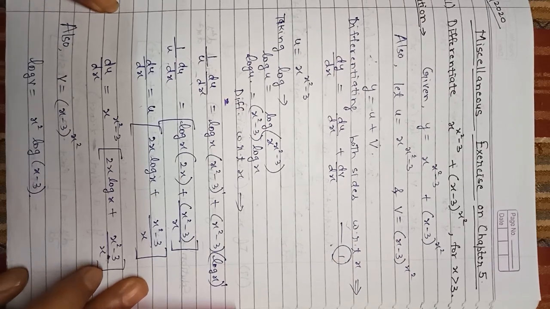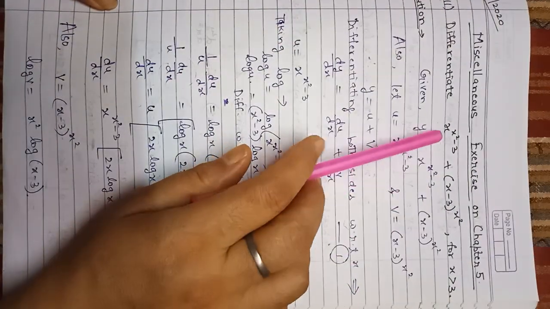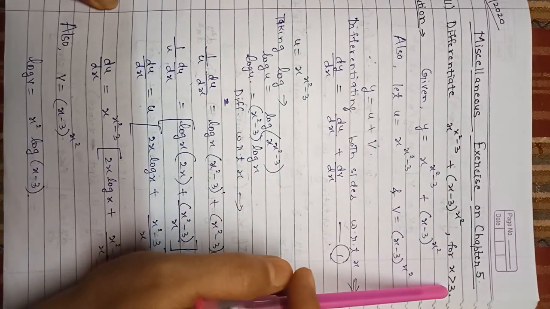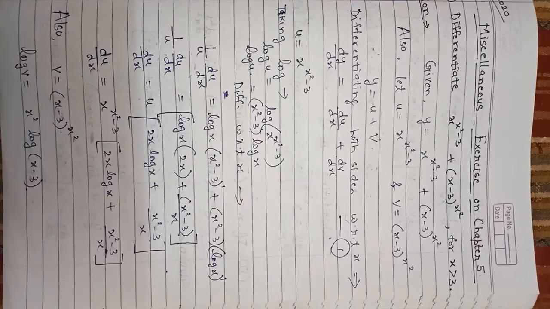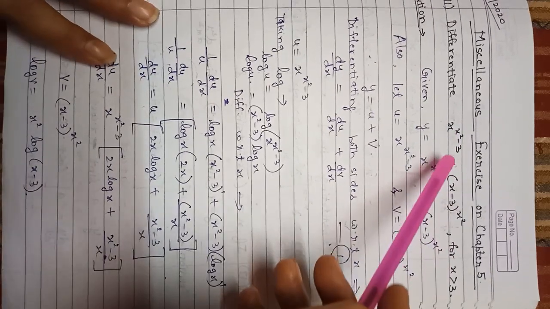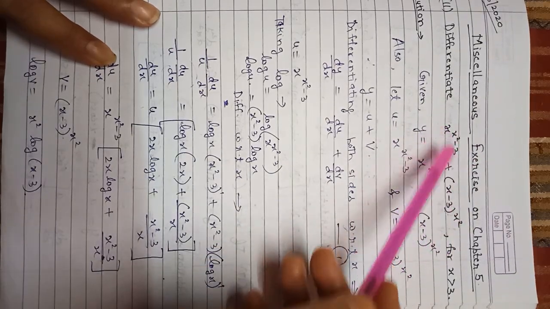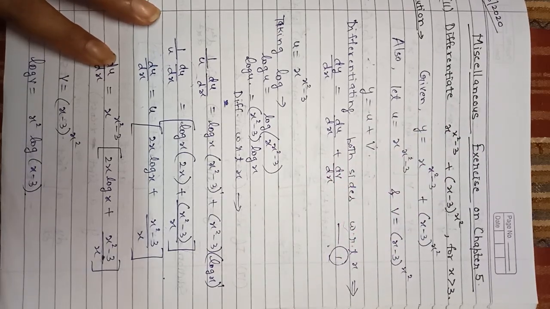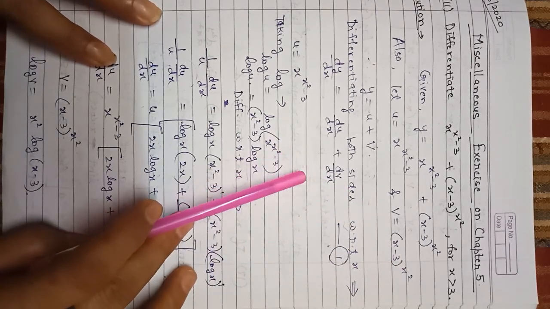Like this is here, you can see in the notebook. Question number 11. Differentiate x to the power x square minus 3 plus x minus 3 to the power x square for x greater than 3. Now this kind of question we have to differentiate when the power of x is also in the form of x. So in this case we can easily recognize we have to take log, but since these are two functions we cannot take it directly. So we will be assuming this first function as u and the second function as v, and then we will be taking log and substituting the values.